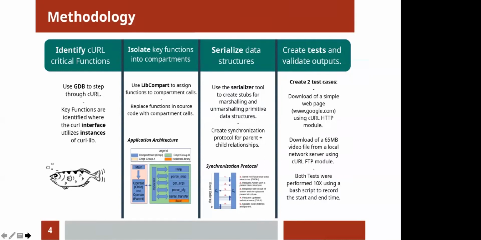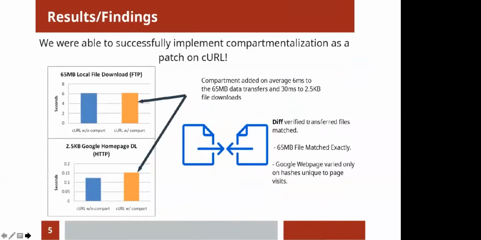Finally, we tested our enhanced version of curl by transferring data from a local FTP and a remote HTTP server. Our results showed that the incremental latency of compartmentalization averaged no more than 30 milliseconds, and there were no substantial changes to the file's integrity. In conclusion, our study proved that libcompart can be used to compartmentalize large-scale open-source projects.